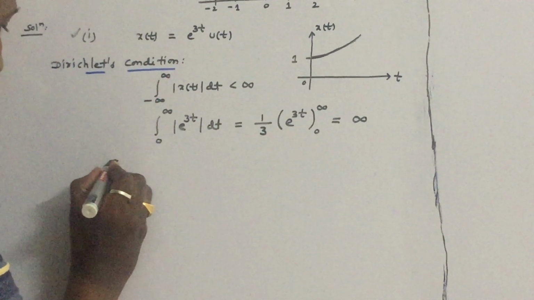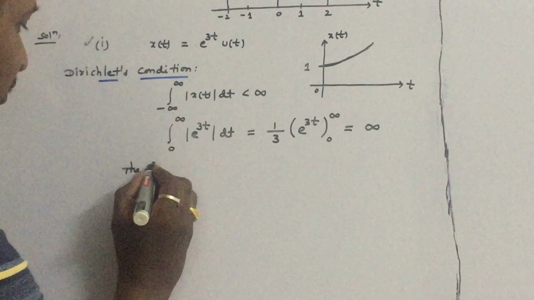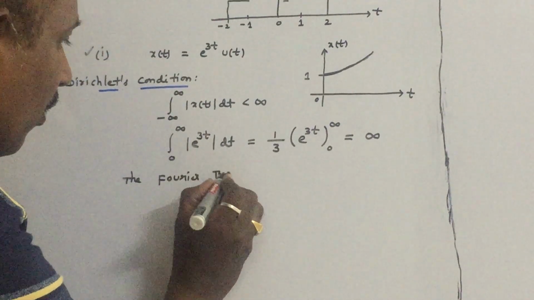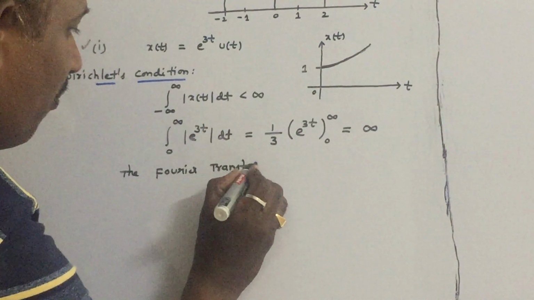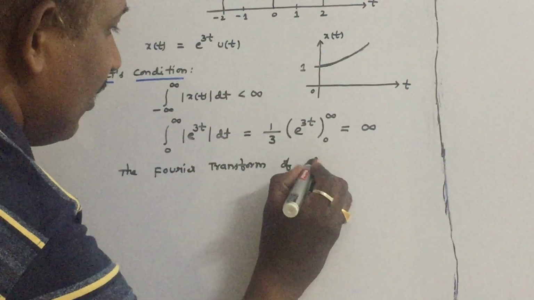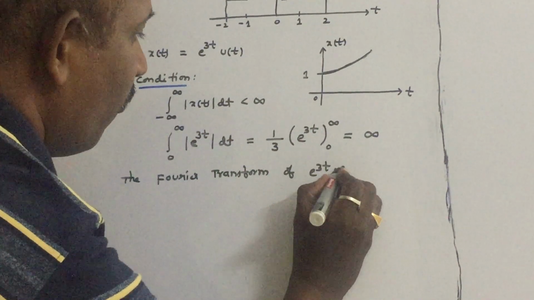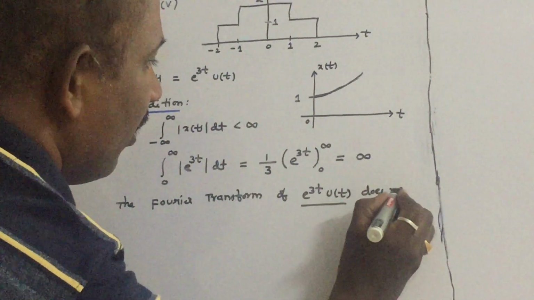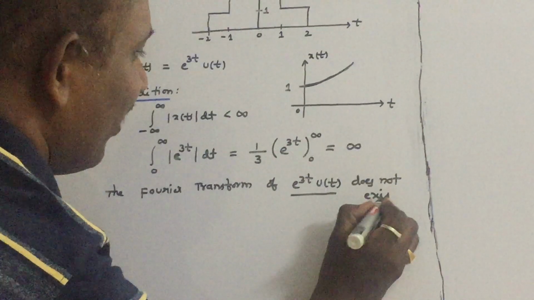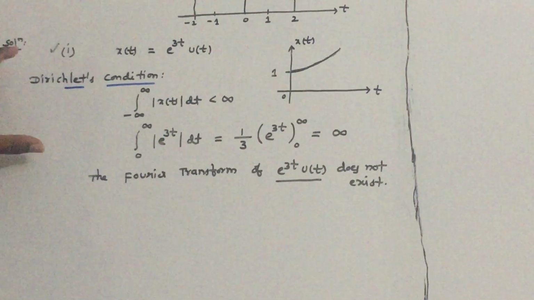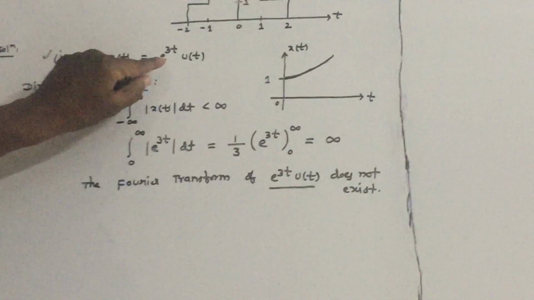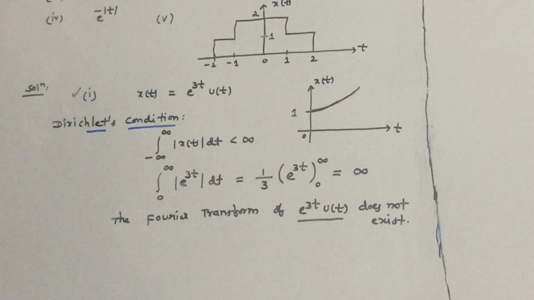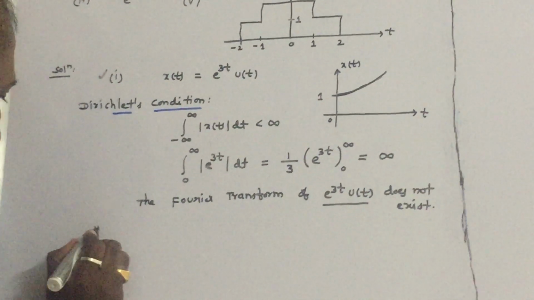Okay. So therefore, since it does not satisfy the Dirichlet condition, the Fourier transform of e power 3t into u of t does not exist. Remember that, does not exist. Why? Because it does not satisfy the Dirichlet condition. So remember this example, special example, because it is an exponentially increasing signal. So let us see the second example.